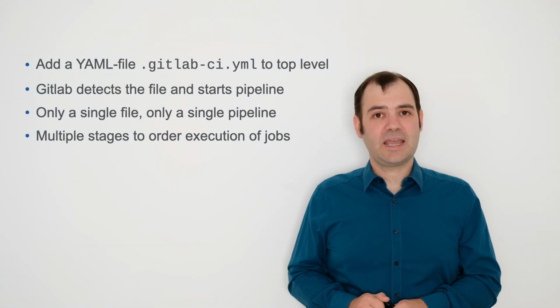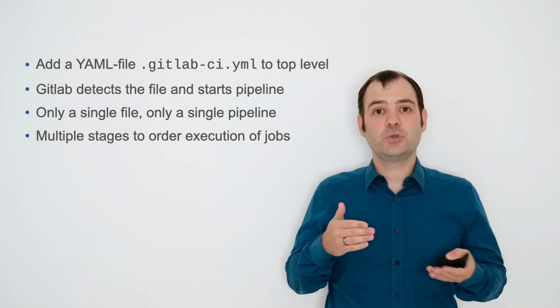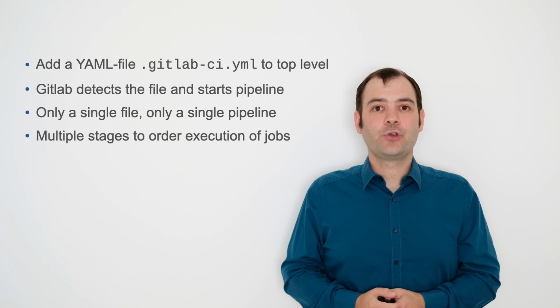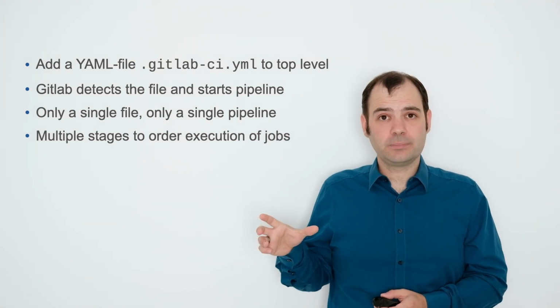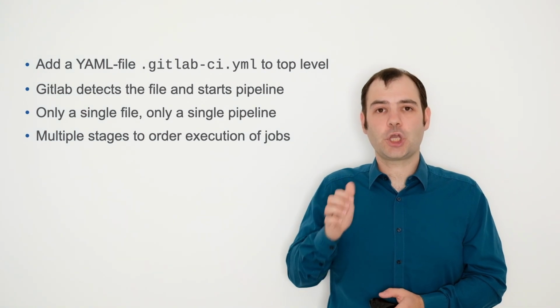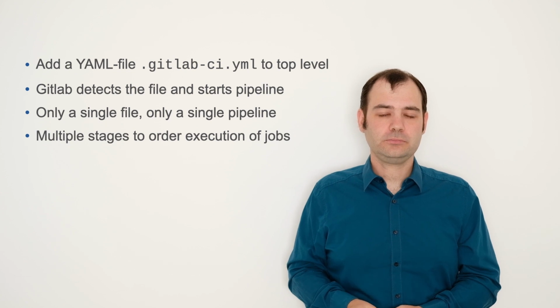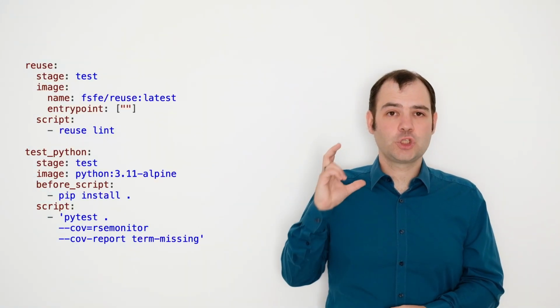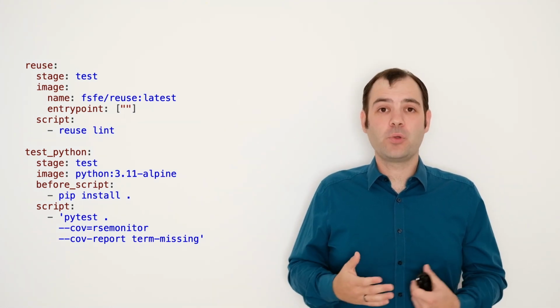This one pipeline can have multiple stages, and these stages are used to organize the execution of your jobs. So all jobs in a single stage are started in parallel, and the next stage is started only after all jobs in the previous stage completed. In this case, you can see that this pipeline has two jobs, one reuse and one test Python job. Both are in the stage called test.